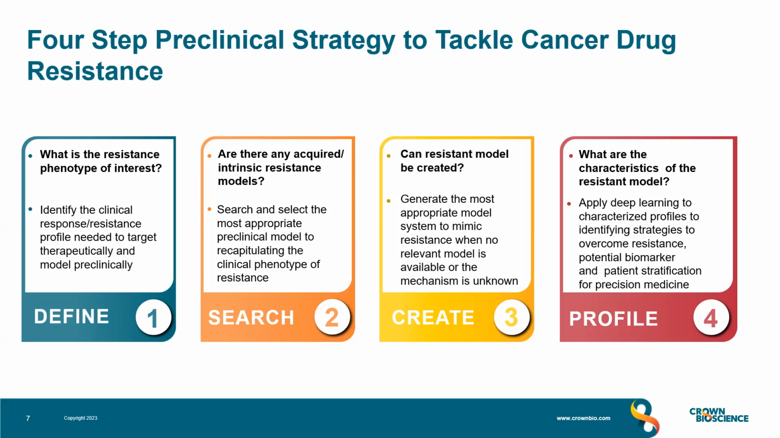The second step is then to find a model. So are there any acquired or intrinsic resistant models already available that could be used for this purpose? In general, acquired resistance is what is preferred, but in some cases, intrinsic models may be sufficient. So search and select the most appropriate preclinical model to recapitulate that clinical phenotype of resistance as outlined in step 1. Now, in some cases, the resistance model may not be available, so there may be an opportunity to improve it. And so can that ideal resistant model be created?